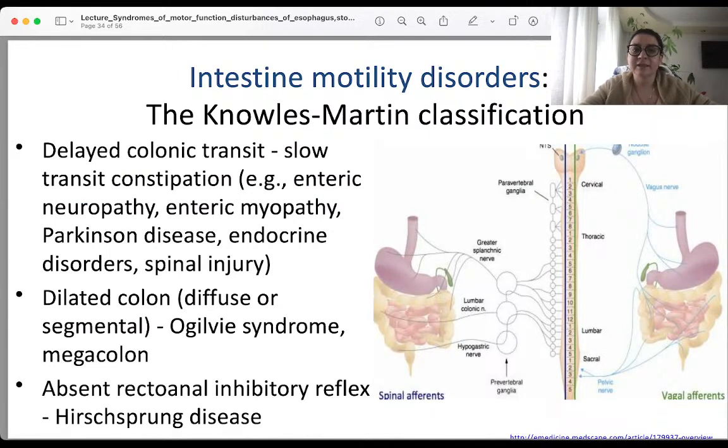We can classify intestinal motility disorders according to a specific classification named the Knowles-Martin classification. It divides all intestinal motility disorders into delayed colonic transit with slow transit constipation, like enteric neuropathy, enteric myopathy, Parkinson's disease, endocrine disorders, and spinal injury. It can be a dilated colon, diffuse or segmented, which refers to Ogilvie syndrome and megacolon. And it can be an absent rectoanal inhibitory reflex, or Hirschsprung disease.